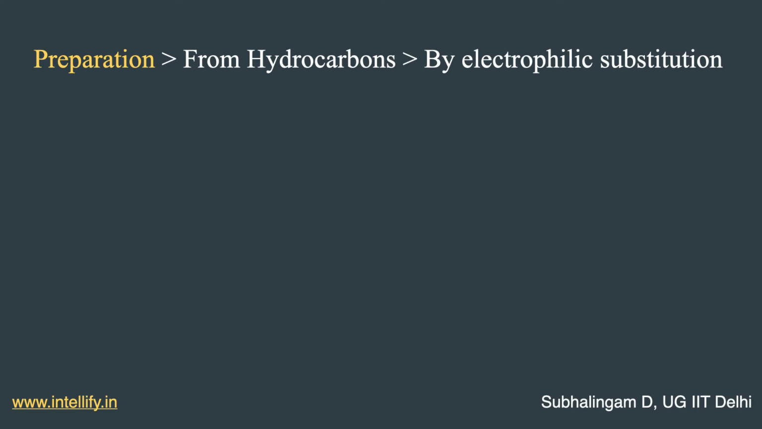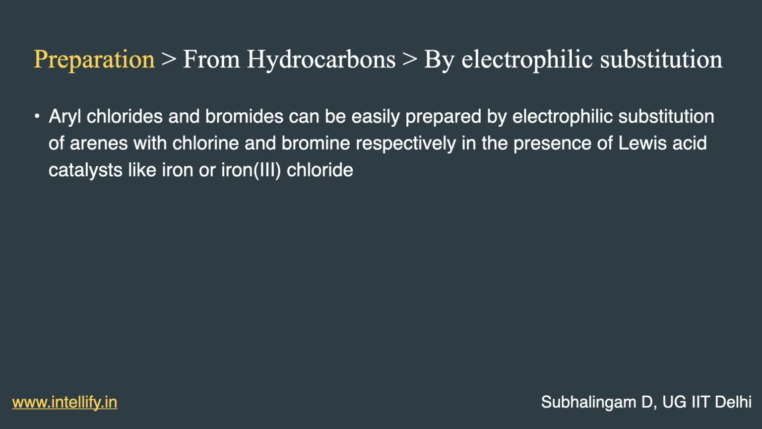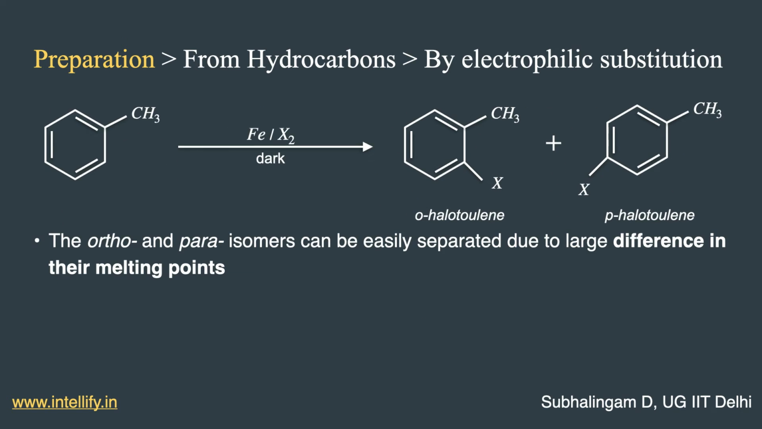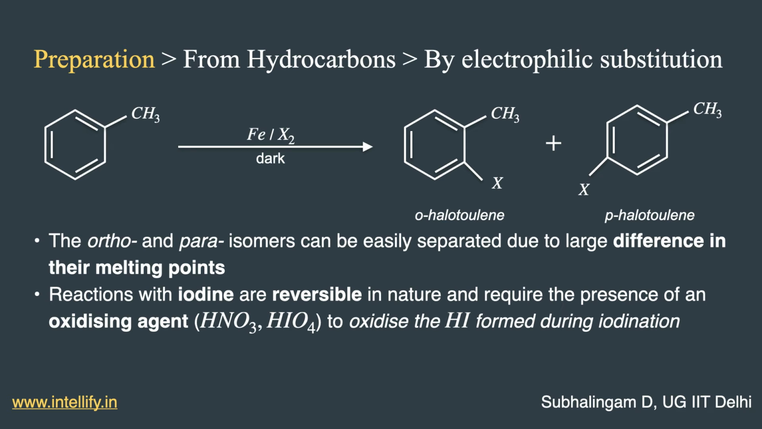preparation via electrophilic substitution. And these methods are specific for aryl chlorides and bromides, which can be prepared by treating the respective arenes with chlorine and bromine respectively in the presence of a Lewis acid catalyst like iron chloride or aluminum trichloride. For example, I take toluene, make it react with iron in presence of X2 in dark. I get ortho-halotoluene and para-halotoluene. The ortho and para isomers can easily be separated because of the large difference in the melting point.